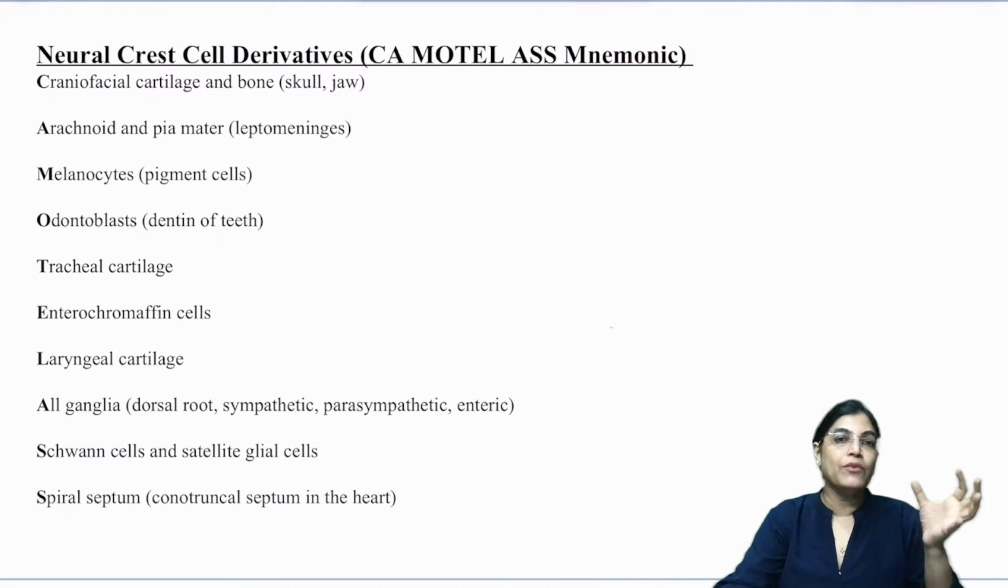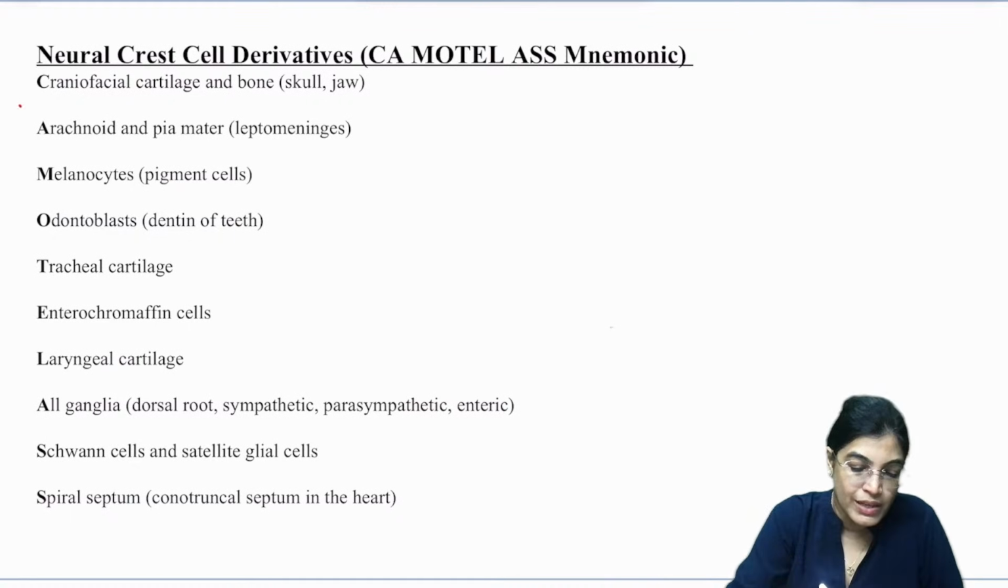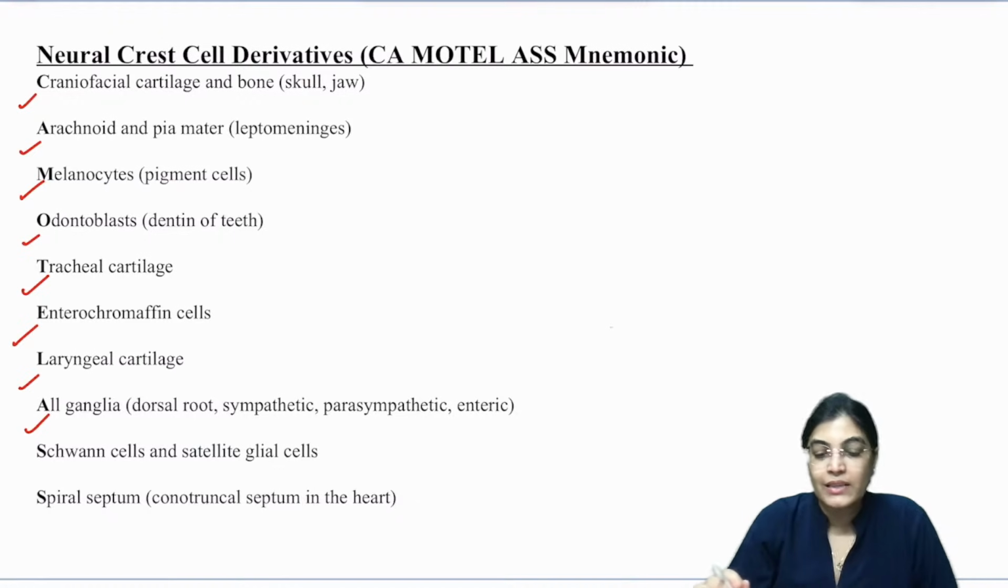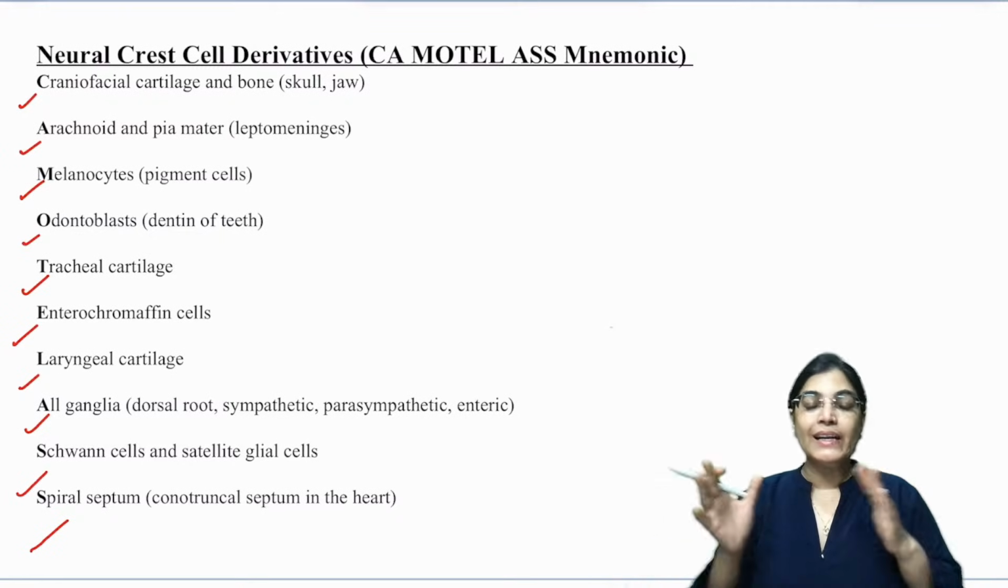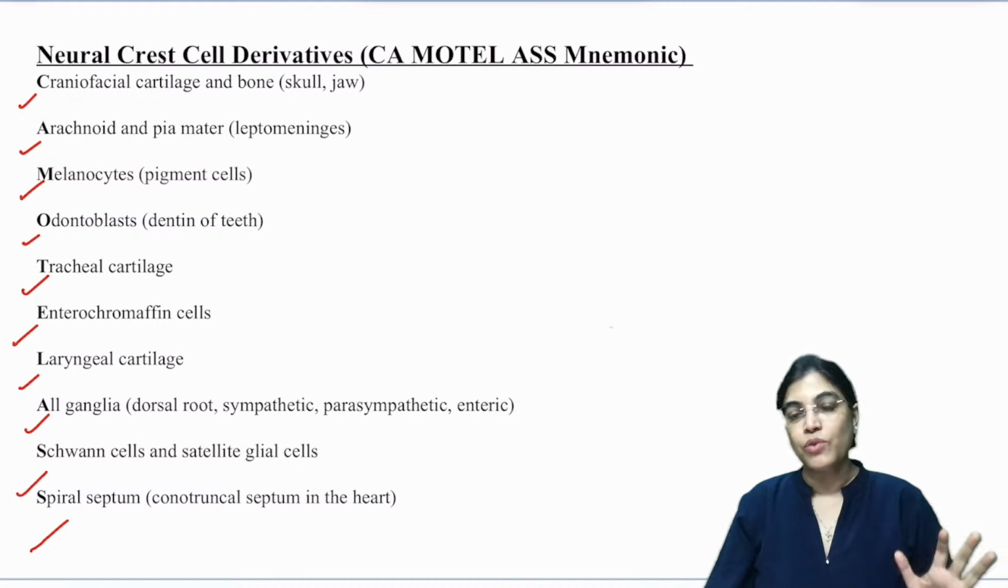Here is a mnemonic for you to memorize the neural crest cell derivatives, that is CA MOTAL AS. C for craniofacial cartilages and bone, A for arachnoid and pia, M for melanocytes, O for odontoblasts, T for tracheal cartilage, E for enterochromaffin cells, L for laryngeal cartilage, and another A for all ganglia, sympathetic, parasympathetic, dorsal root ganglia, Schwann cells, and S for spiral septum. So I want you to know the derivatives of neural crest and of neuroectoderm. This is very important for your examination.